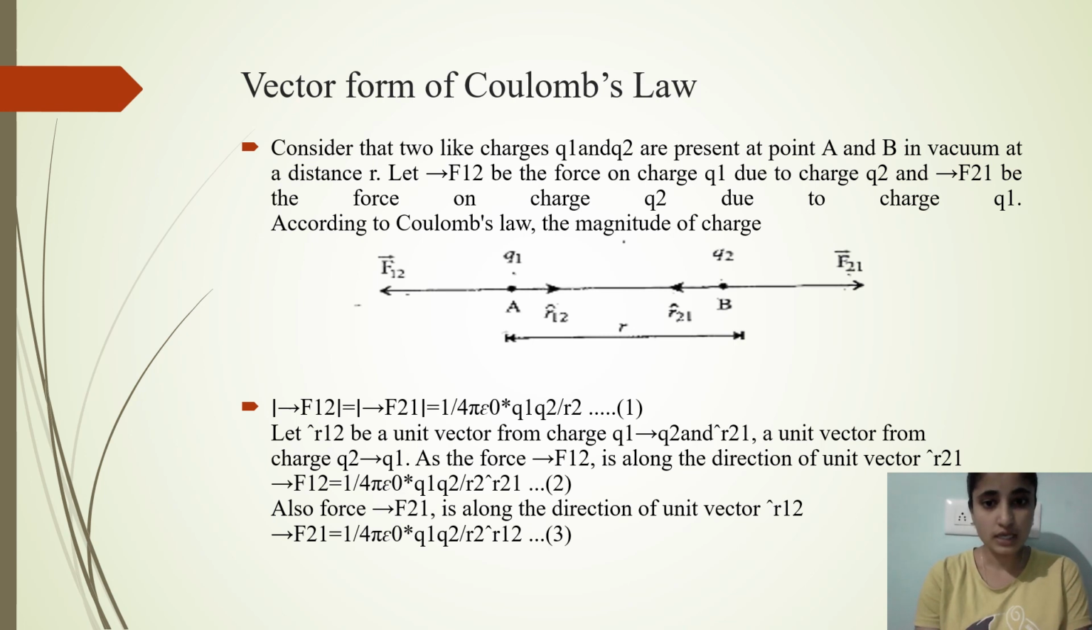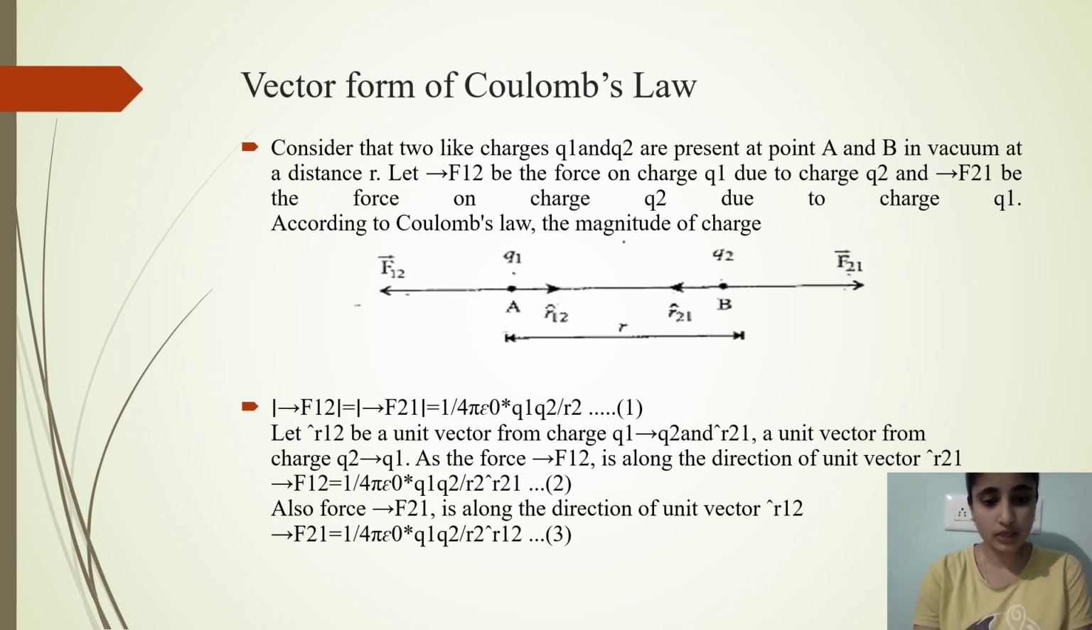According to Coulomb's law, the magnitude of the forces, vector F12 equals vector F21 equals 1 by 4 pi epsilon naught into Q1 into Q2 by R square. Consider it as equation 1. Let R12 be a unit vector from charge Q1 to Q2 and R21 be a unit vector from charge Q2 to Q1. As the force vector F12 is along the direction of the unit vector R21, vector F12 equals 1 by 4 pi epsilon naught into Q1 into Q2 by R square into unit vector R21. Consider it as equation 2.